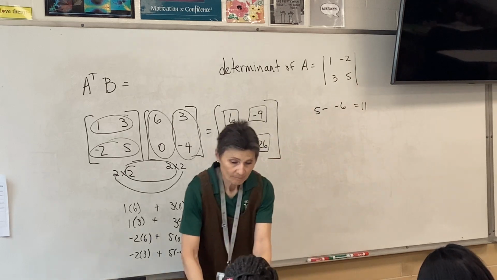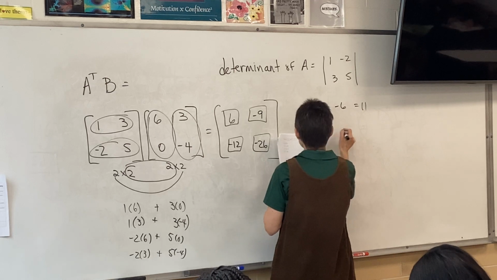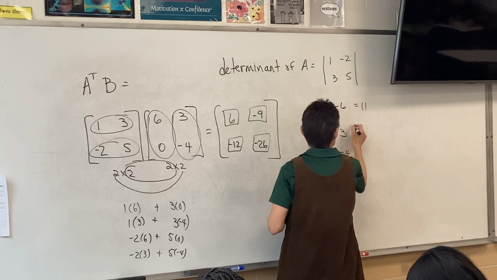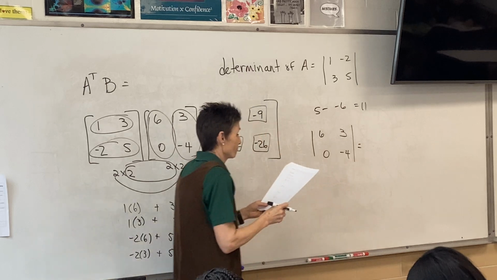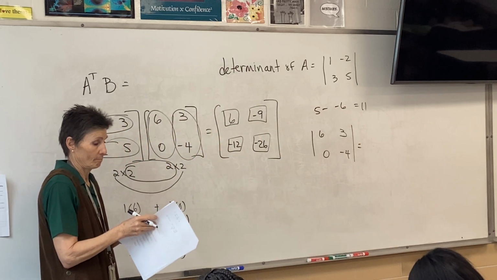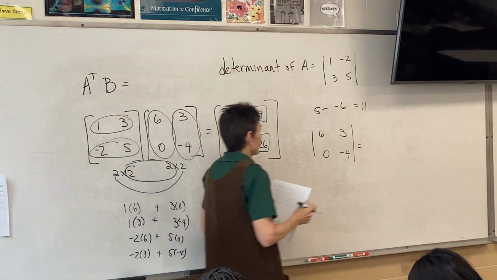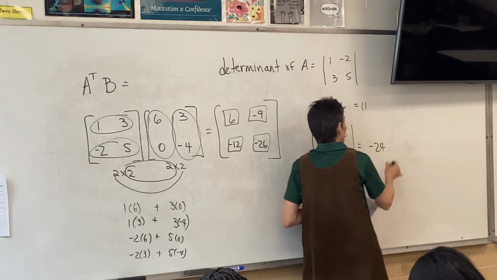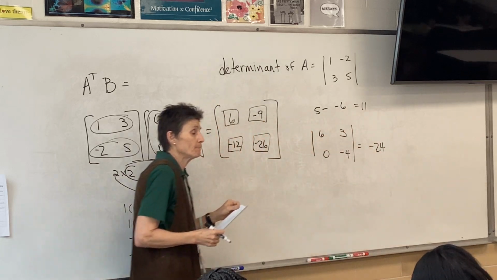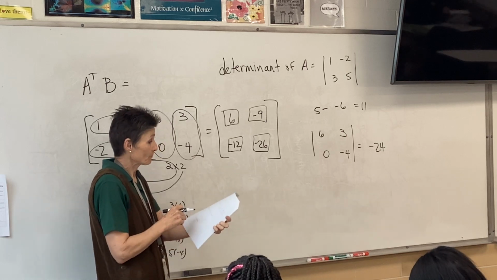That's it. So what about B? What's the determinant of B? Laura says it's negative 24. Is she right? Yep, because it's minus 0. So that'll just be negative 24.